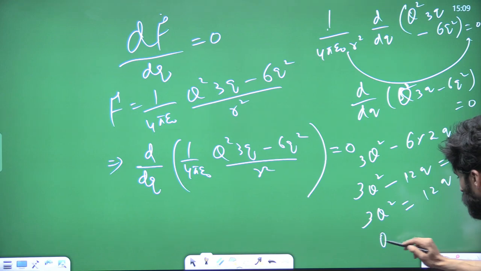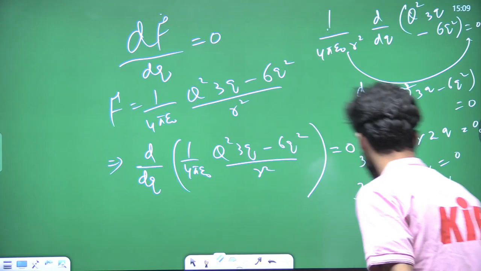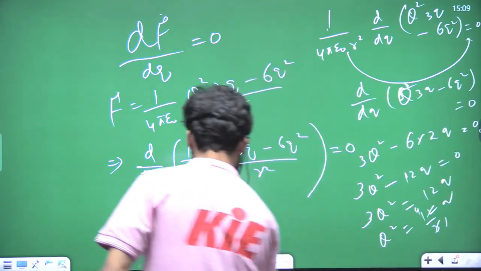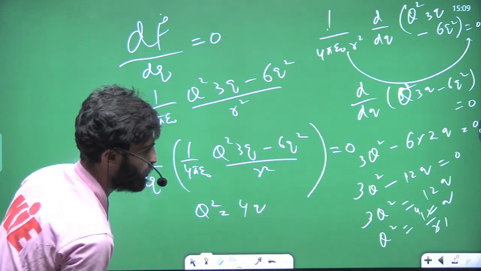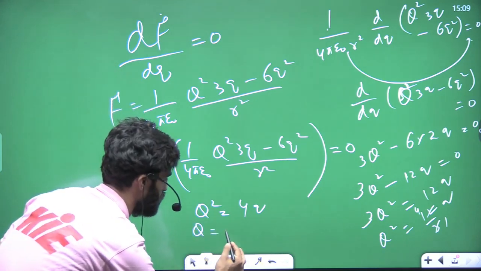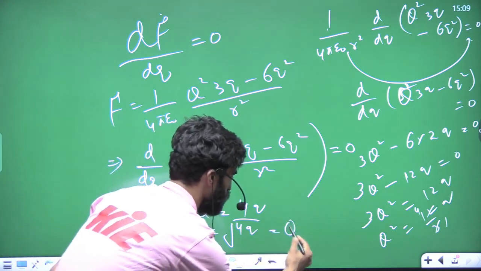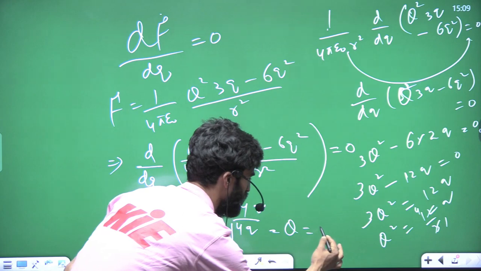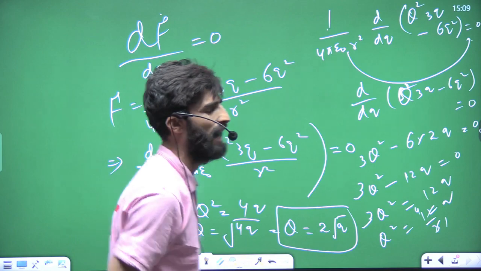We are going to have Q square equal to 12 by 3 Q, that is 3 fours are 12. Q square is going to be 4Q, and Q is equal to under root of 4Q, that is Q equal to 2 under root of Q. This is the relation between Q and Q.